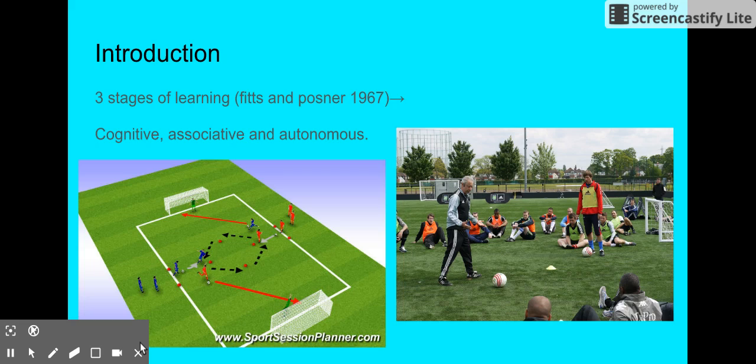There are 3 stages of learning. You have cognitive. This is the thinking skills and learning stage. You have associative, which applies to intermediate performers, so they learn the more they do it. And autonomous, which is for high standard, elite level performers. They don't really need to think about coaching points or doing drills. It's more automatic to them.